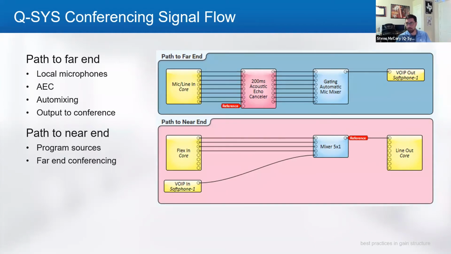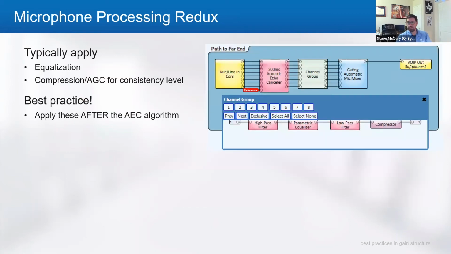For our near end, we're going to have some program sources that we're going to hear. And we are also going to have the far end, because we want to hear them in our speakers in the room. So we're going to mix together our program sources and our far end, and then we're going to send that out to our speakers in the room, which also becomes our reference.